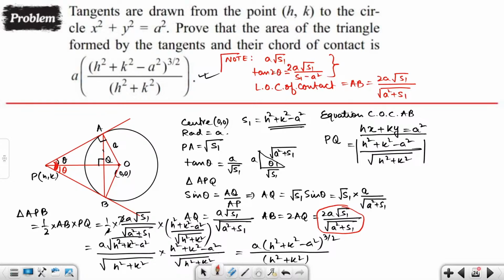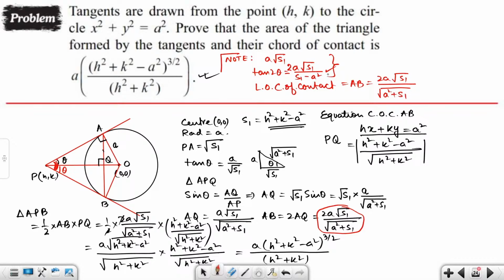So, if you can remember these 3 things only, it will be very easy for you to solve questions quickly. One is the area of the quadrilateral PAOB is a root s1. The angle between the two tangents is 2 times a root s1 by s1 minus s square. And the length of the chord of contact is almost the same as the angle between the two tangents, but there is a little difference in the denominator. It's 2a root s1, the same thing, divided by root over of s square plus s1. Simply remember that.